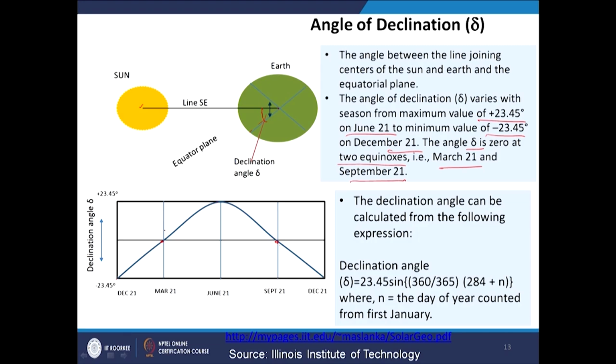So, we can calculate the del value at any time by this formula: del is equal to 23.45 sin(360 by 365 into (284 plus n)), where n is the day of the year counted from the 1st January. Say 1st January, 2nd January, like this, how many days from the 1st January. If we put that here, we will get the value of del, and this value will also influence the solar radiation incident on a particular area of a collector.